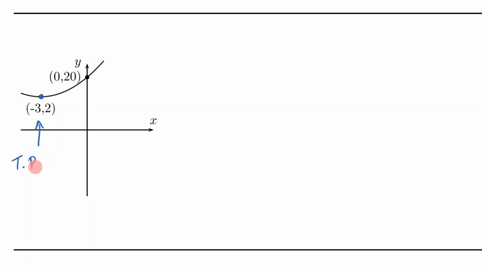That means the general form of the rule that we're going to use here is this. y is equal to, don't forget the dilation factor. We have to figure out what that dilation factor is going to be. Then (x minus h) squared plus k. So this is in our turning point form. And we know that h and k here is going to be my turning point. So that means it's going to be y is equal to a(x plus 3) squared plus 2.